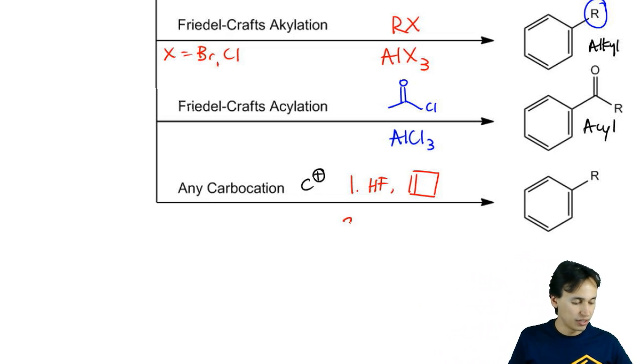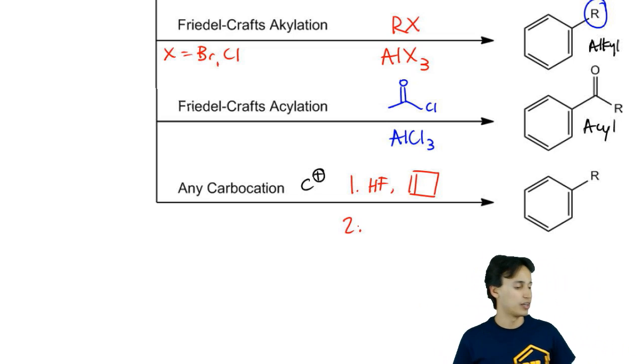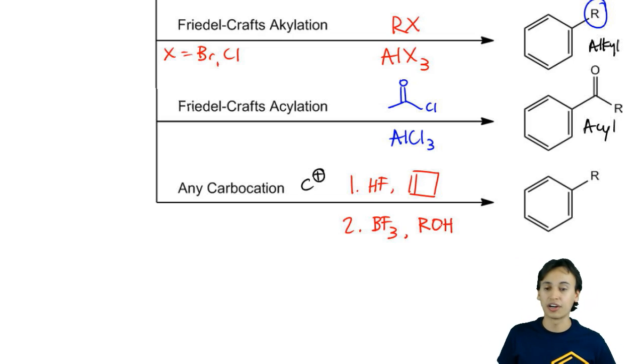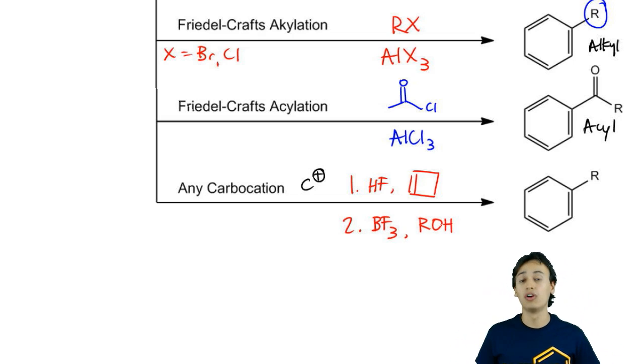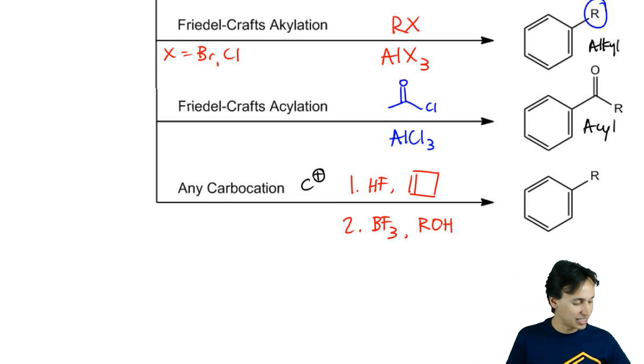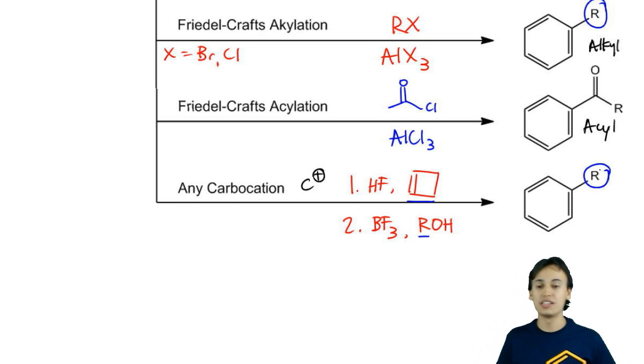Another combination that can produce carbocations would be actually BF3, so a strong Lewis acid, with alcohol. Okay, so we're going to see later how BF3 and alcohol can also produce carbocation-like structures that will react with benzene and produce an R group. The whole point here is at the end that we're adding some kind of R group to our benzene ring.